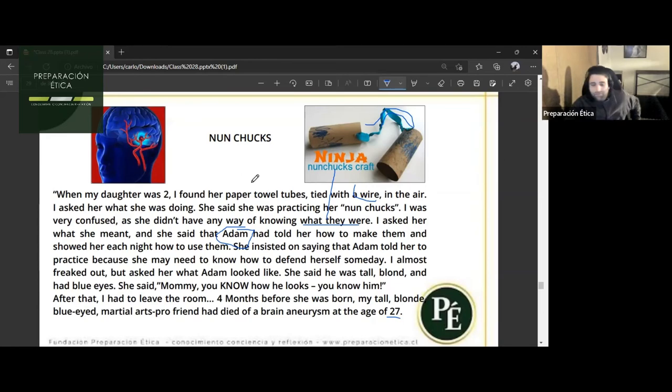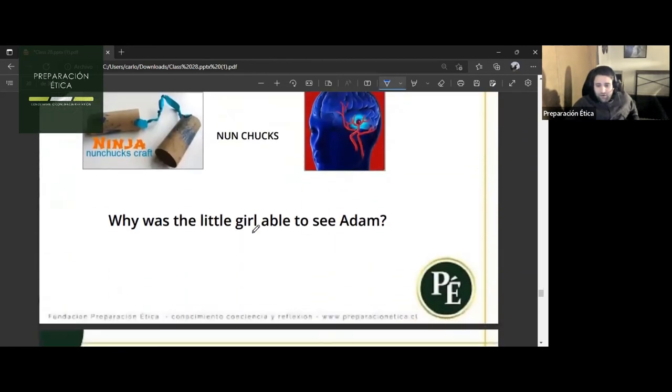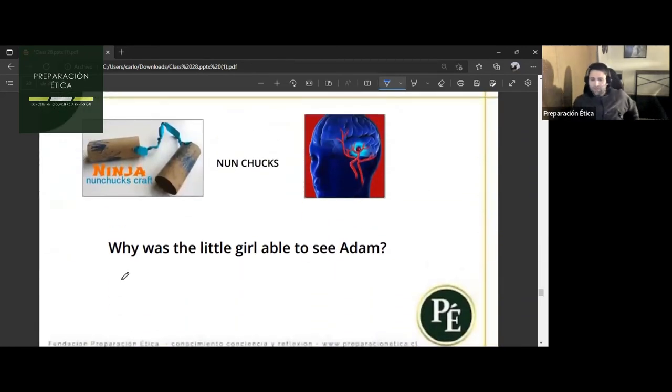Someone wrote this. So why was the little girl able to see Adam? What do you think? Why? What happened in this case? What was Adam? Let's see if you got this. I'm sorry, Sophia, but it's part of storytelling. Storytelling is a very important part. Well, horror and terror is a very important part of that.